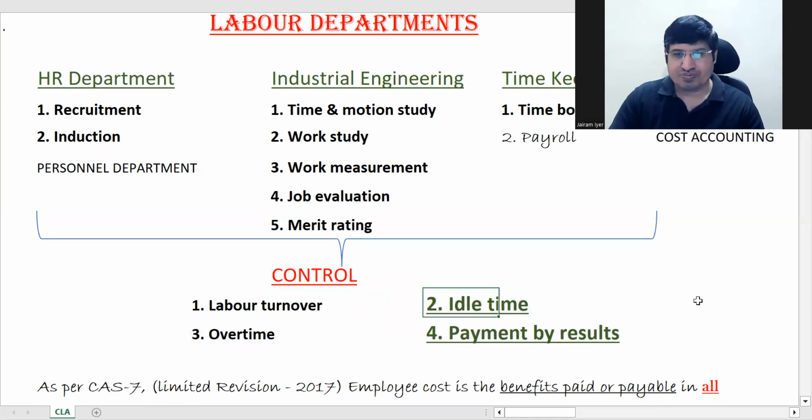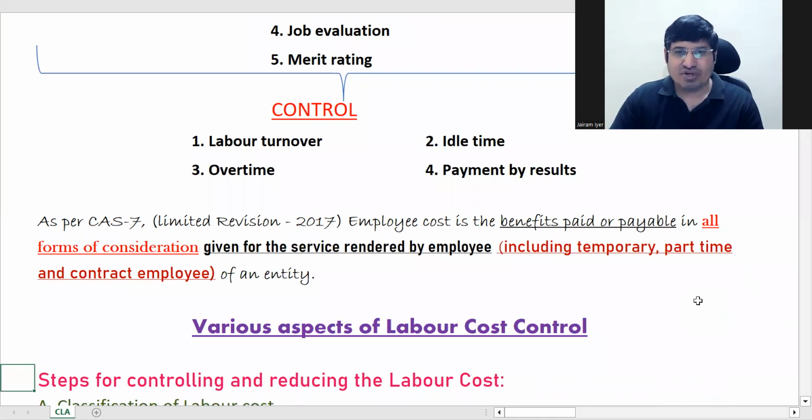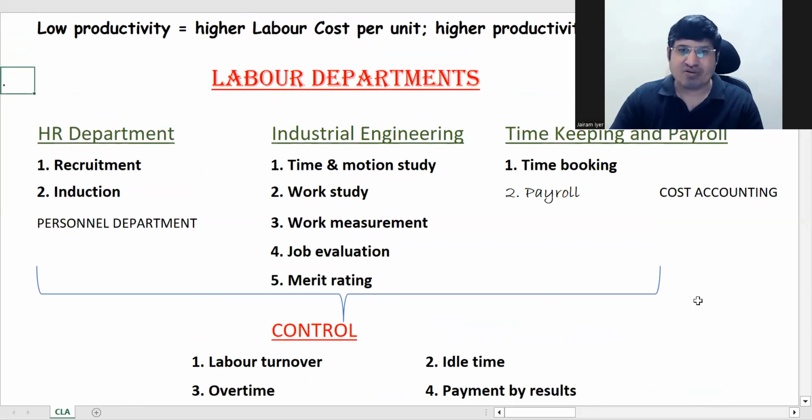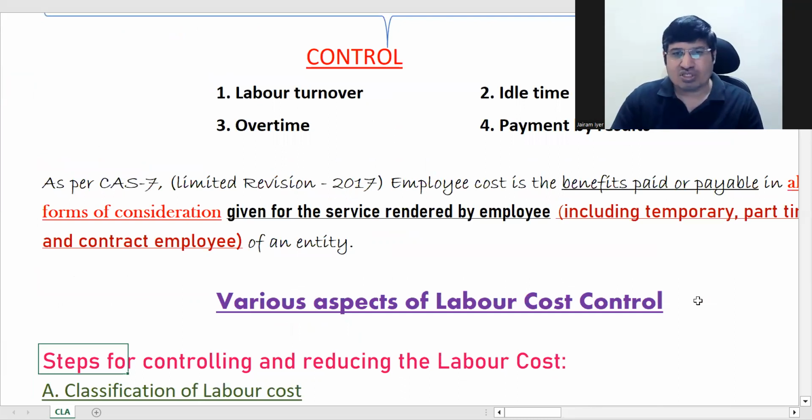So here we go now. This was your introduction to labor. What are the departments which are involved and what do they do? Now we will delve a little deeper into it. So first of all, how does Cost Accounting Standard 7 define labor cost?